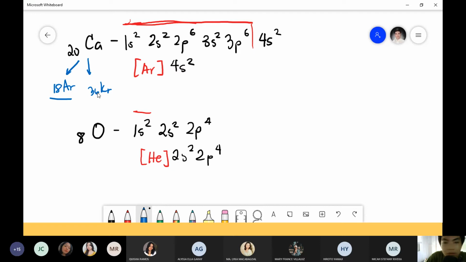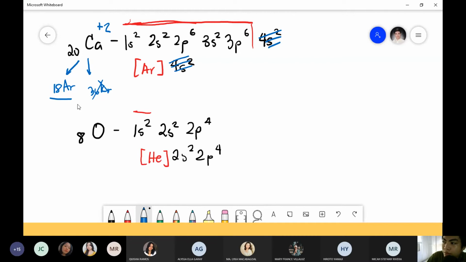If it were krypton, you would have to gain 16 electrons, which is a lot. So it will not copy the electron configuration of krypton. That's why calcium will lose 2 electrons, so that it will have a configuration that corresponds to argon. Since it lost 2 electrons, its charge will be positive 2.